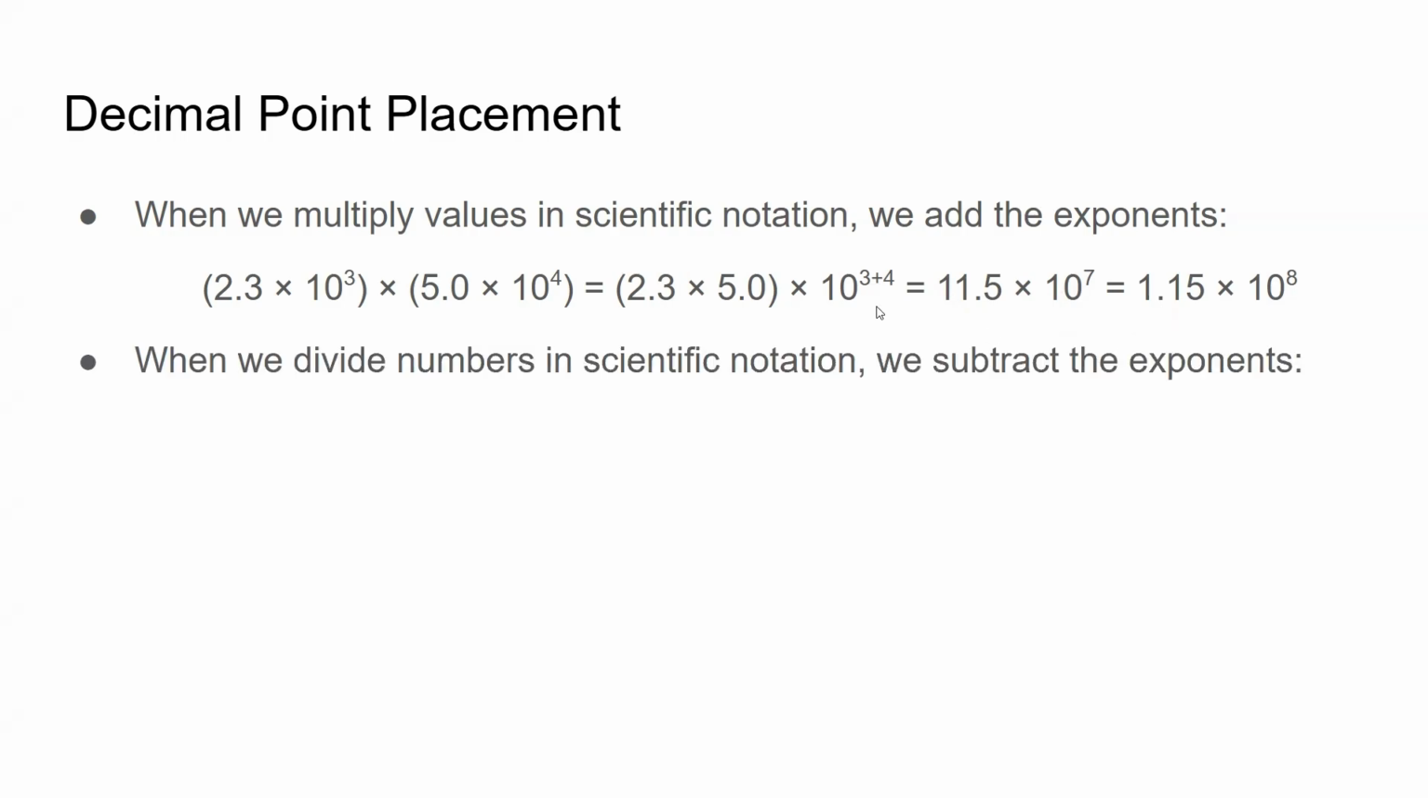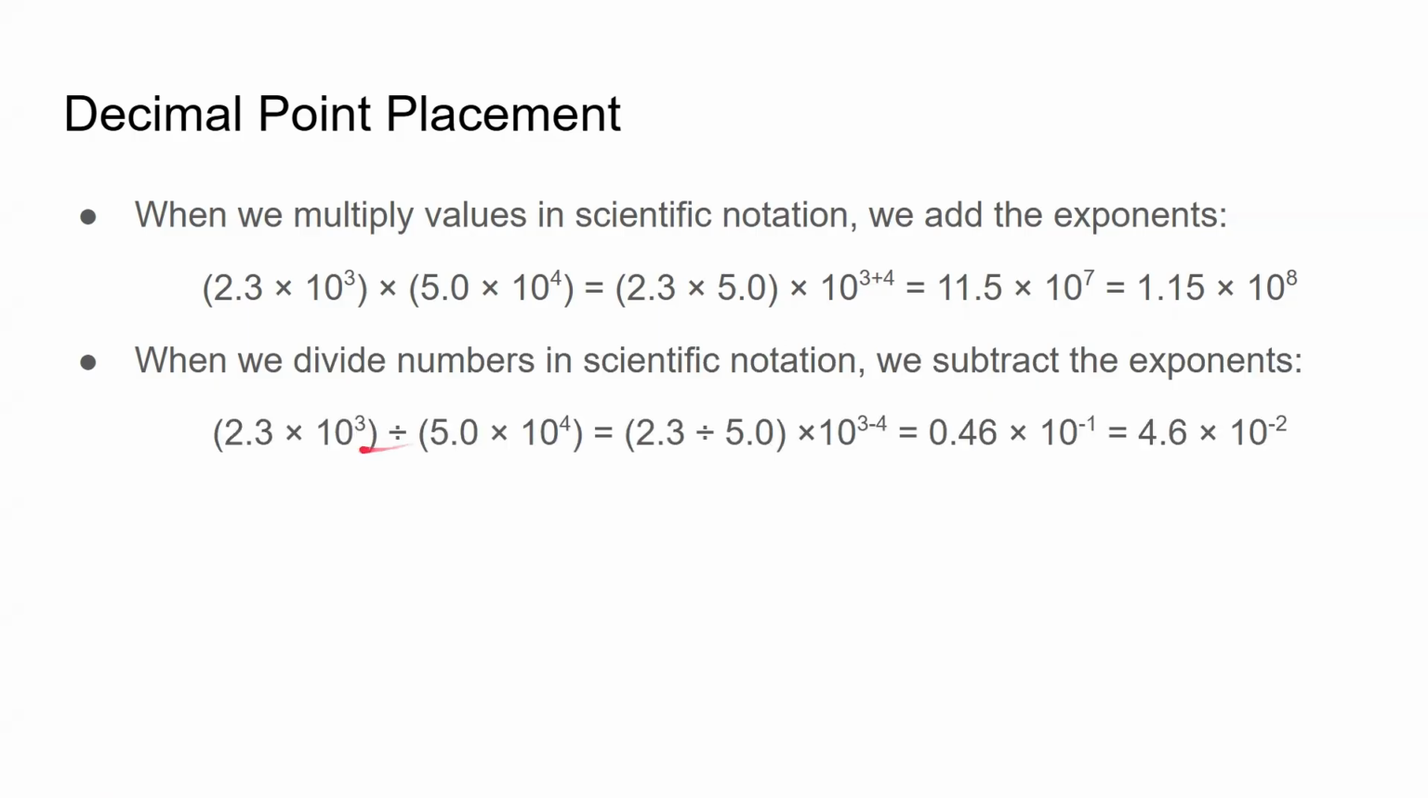Similarly, with division, I do the same process, except we subtract the exponents. So 2.3 times 10 to the third divided by 5 times 10 to the fourth. Again, I do the division on the parts that aren't exponents of 10, and I subtract instead of add. So my result will be 0.46 times 10 to the negative 1. And again, to make it into standard scientific notation, move this decimal point 1 to the right, making the exponent 1 smaller. So my ultimate result is 4.6 times 10 to the negative 2.